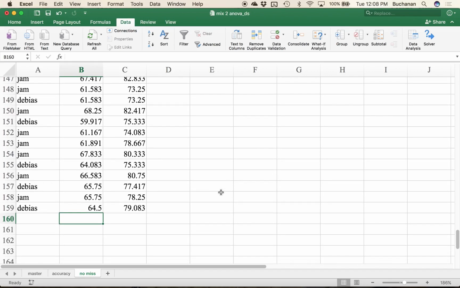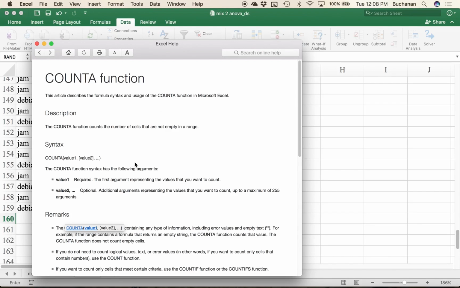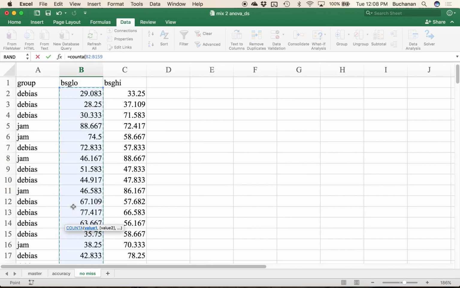All right, so let's test for missing data. So I'm going to do equals COUNTA, open parentheses. If you're ever not sure about the formulas we're doing, you can actually click on them and it will tell you what function this is. So COUNTA counts the number of cells that are not empty. And that's really what we're looking for here, is anything with data in it. I'm going to hold down Shift, Control, and then up to highlight all the cells. Close parentheses. We're going to divide by 158. That's how many participants I know I have, times 100.